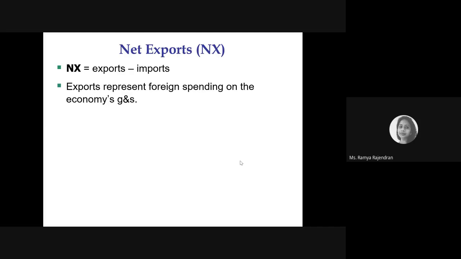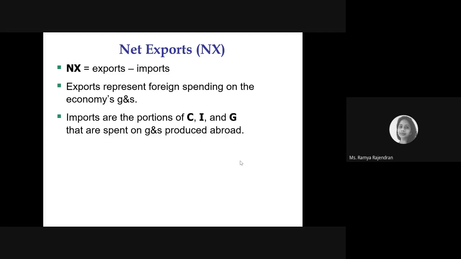Next one is net exports. NX is nothing but exports minus imports. Exports represent foreign spending on the economy's goods and services. Imports are what we consume, we invest in, and the government also purchases. So total exports minus imports gives you net exports.